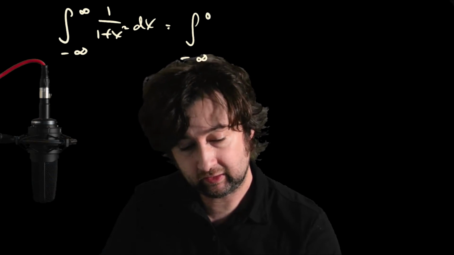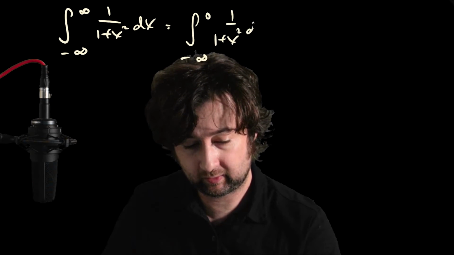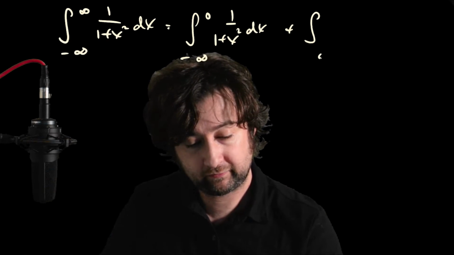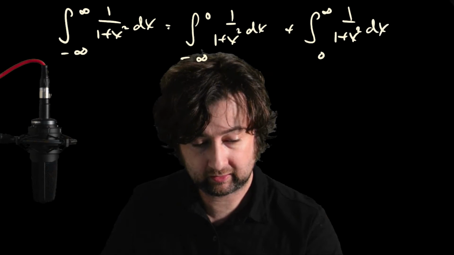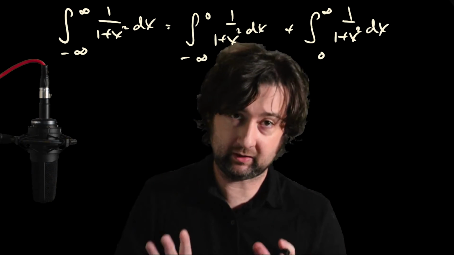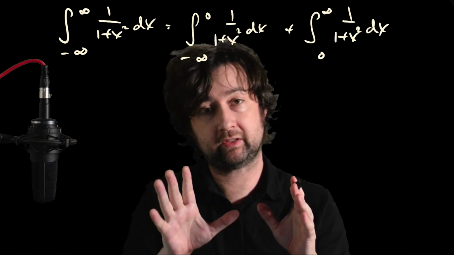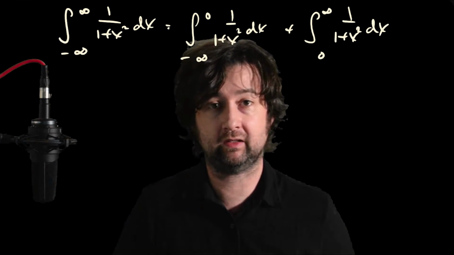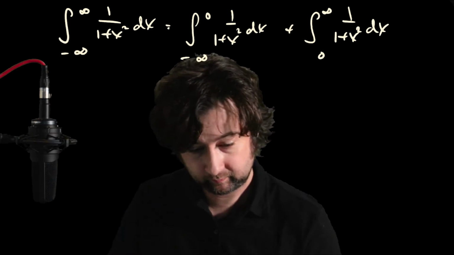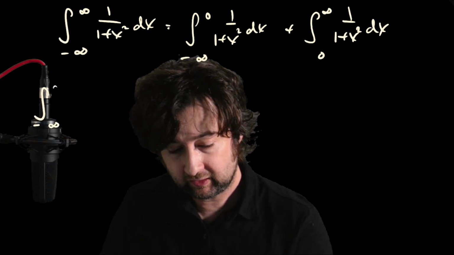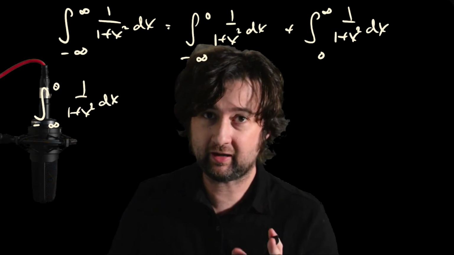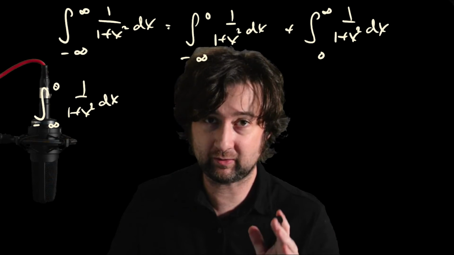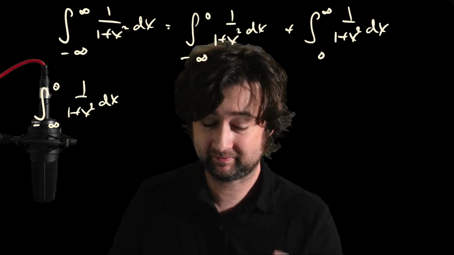So I'm going to rewrite this as the integral from minus infinity to 0 of 1 over 1 plus x squared dx plus the integral from 0 to infinity of 1 over 1 plus x squared dx, where these are both still limits. So I need both of these limits to converge if this is going to make any sense. So let's start with the first one. The integral from minus infinity to 0 of 1 over 1 plus x squared dx, I am not going to succumb to the temptation to do anything until I've rewritten this as a limit.